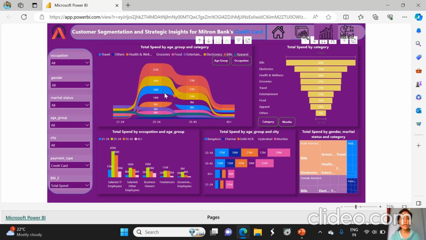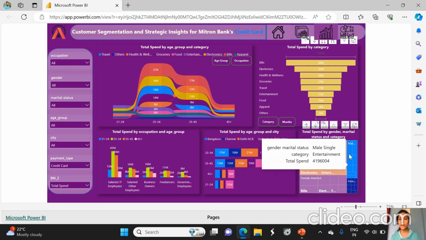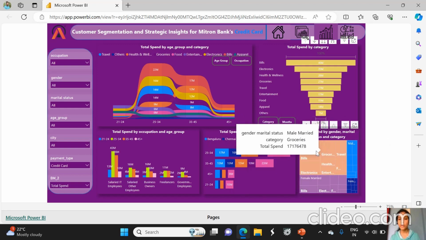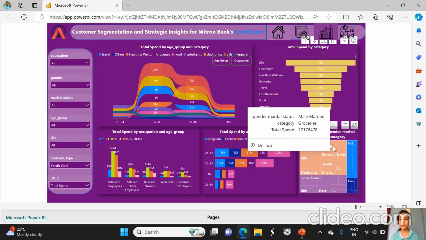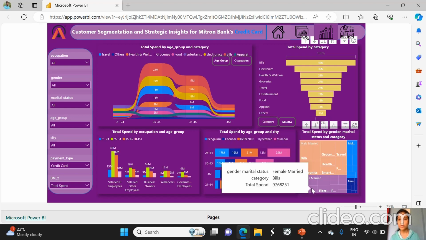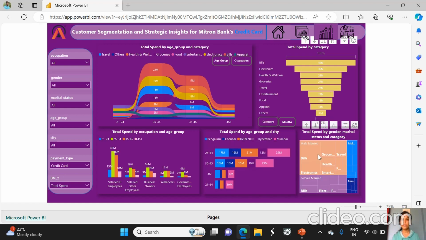Almost all graphs are showing the same results, but the difference is gender and marital status. Male married customers are spending more compared to female married, and male married spend more on bills, next electronics, and then groceries. But female married spend more on health and wellness first, next bills, and next travel. This is the main difference I got from the analysis when comparing total spend with the income utilization percentage.